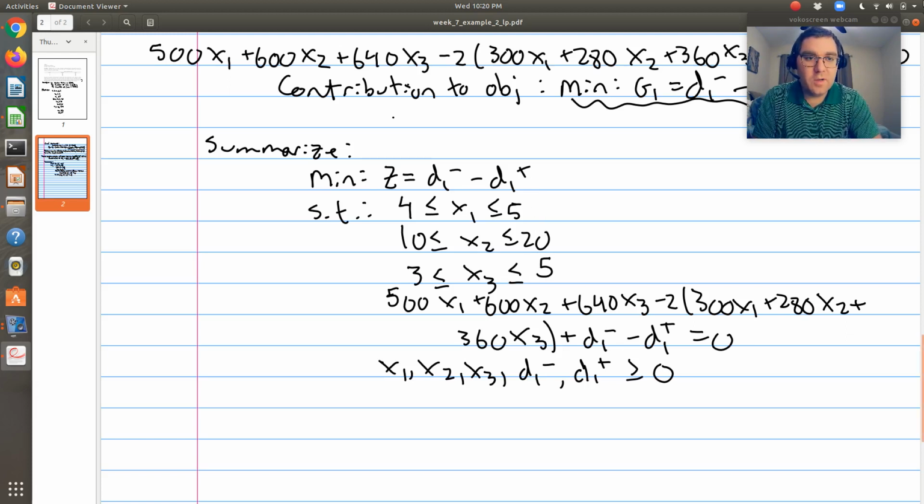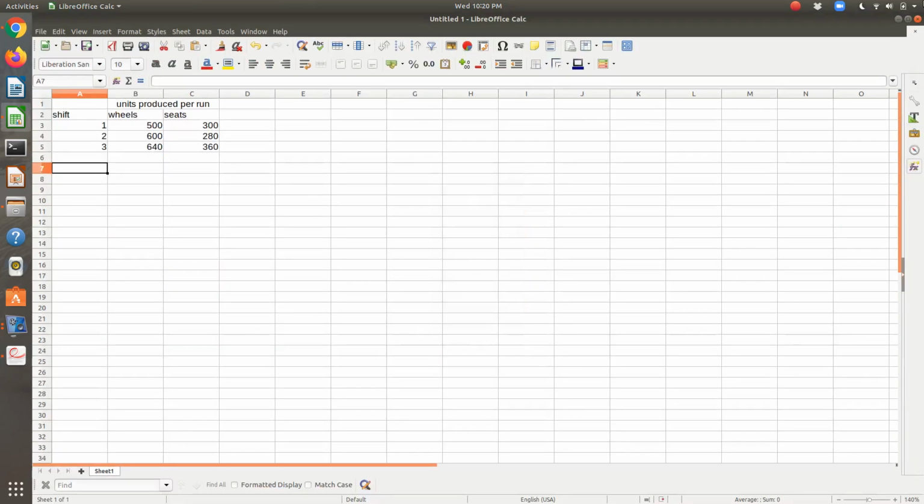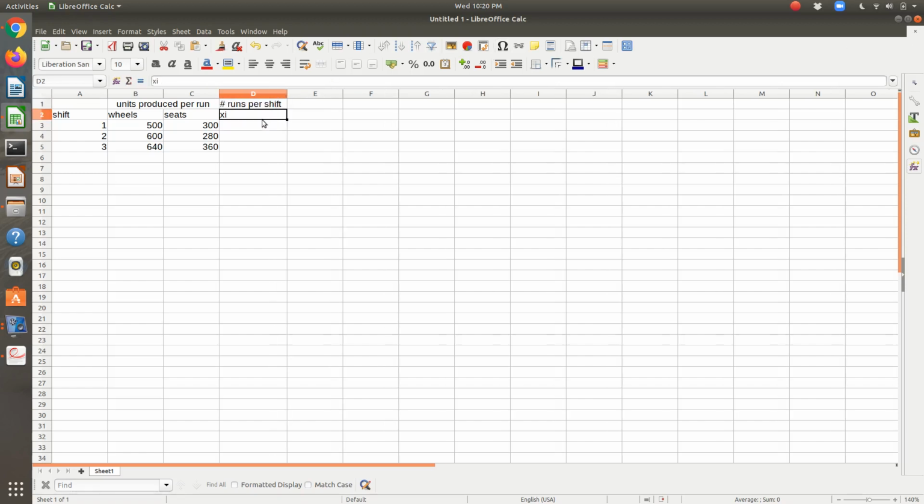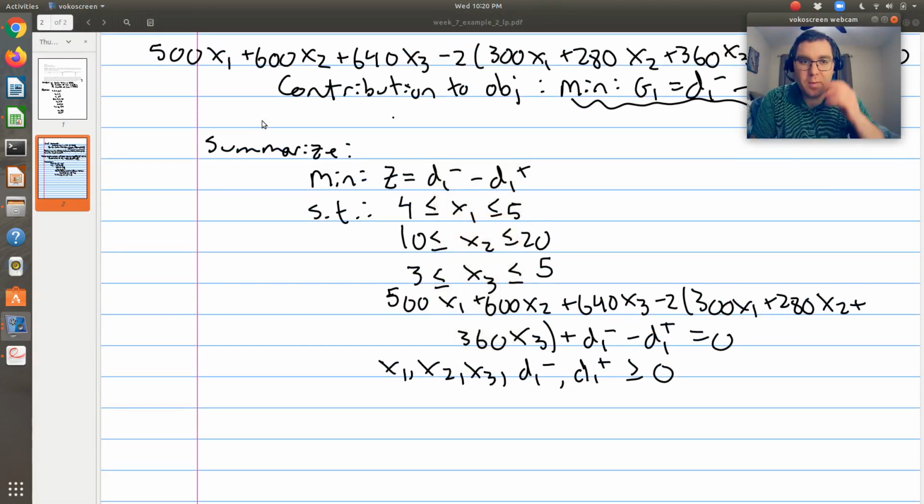So I've gone over to Excel, or LibreOffice Calc in my case, and I started by essentially just retyping the table. What I'm going to do next is add another table, which is going to be xi, and we'll call it number of runs per shift. I just put in some initial values, say 1. And remember one trick when using LibreOffice Calc or Excel to solve: when I use solver, I'm going to have to be able to select all the variables I could potentially change in one swoop.